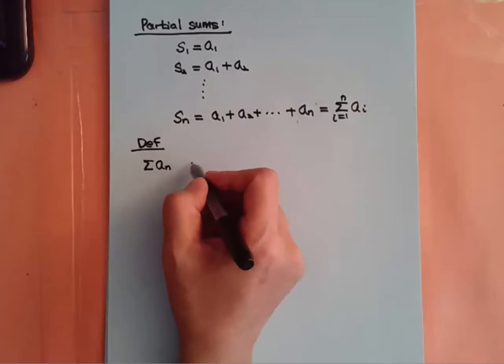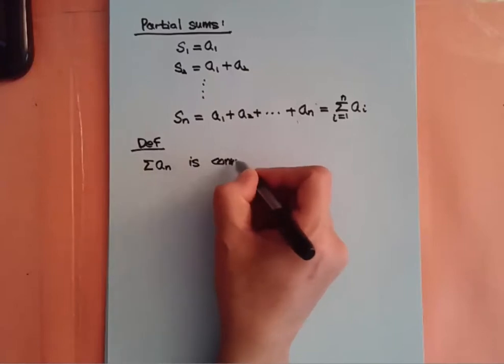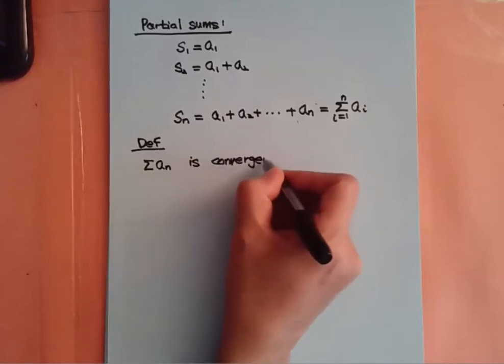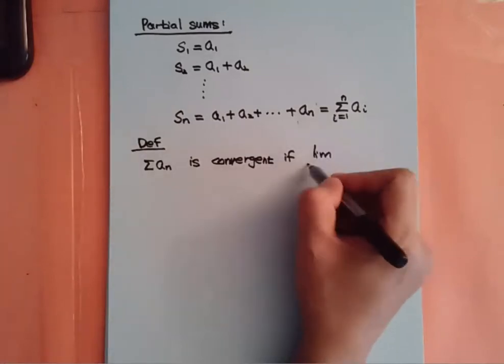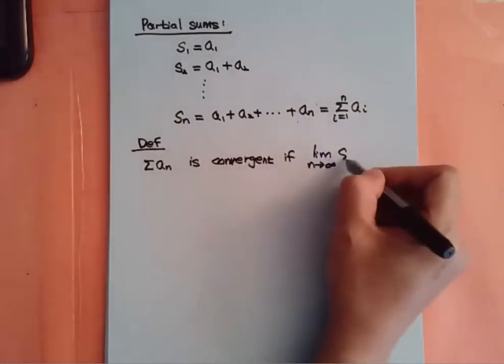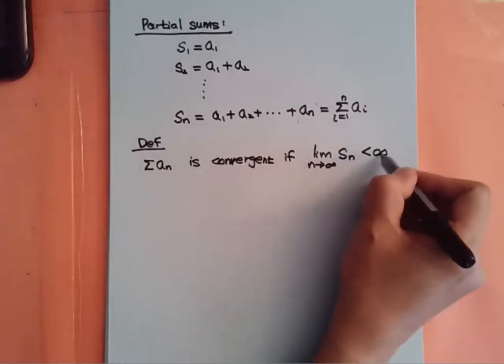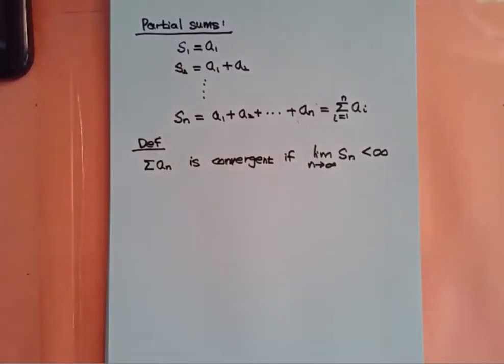We say that the infinite series is convergent if the limit as n goes to infinity of Sn is less than infinity, which means it converges. So we consider the partial sum and we think about whether that partial sum, the new sequence, converges.